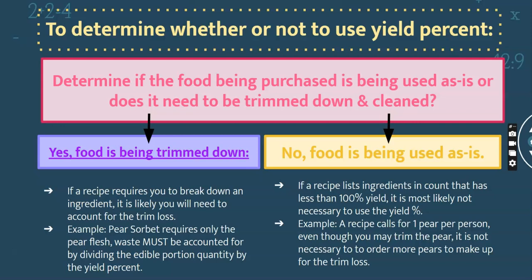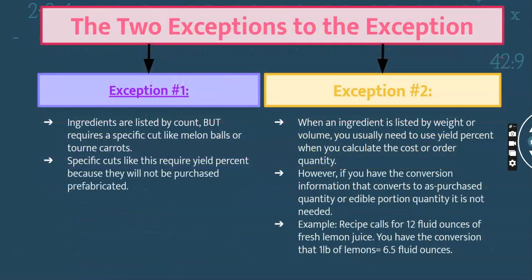So if a recipe lists ingredients in count that has less than 100% yield, it's most likely you're not using the yield percent. For example, a recipe calls for 1 pear per person. Even though you may trim the pear, it is not necessary to buy extra pears because you're just going to give 1 pear per person. So you don't need to account for the trim loss. All right, let's give some more examples.